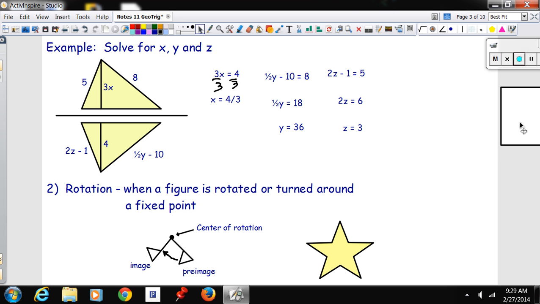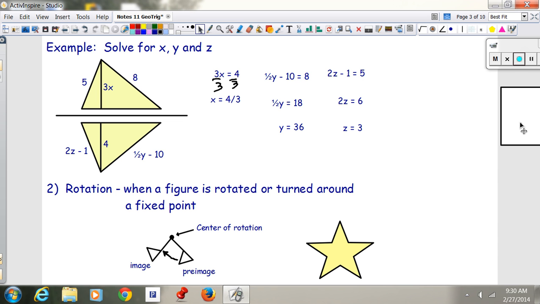Now the second isometry, and I didn't cover anything up, so you have everything written right down on your paper. But the second one is called a rotation. And it's when a figure is rotated or turned around a fixed point. It's rotated or turned. Hopefully you finish the top, right?